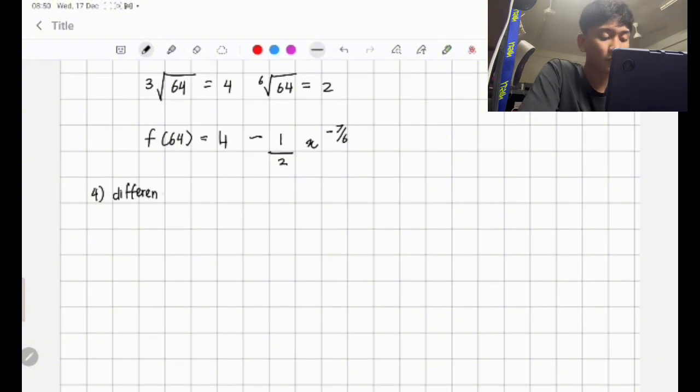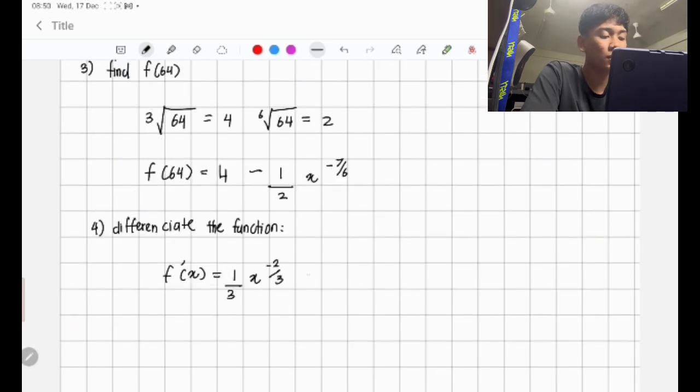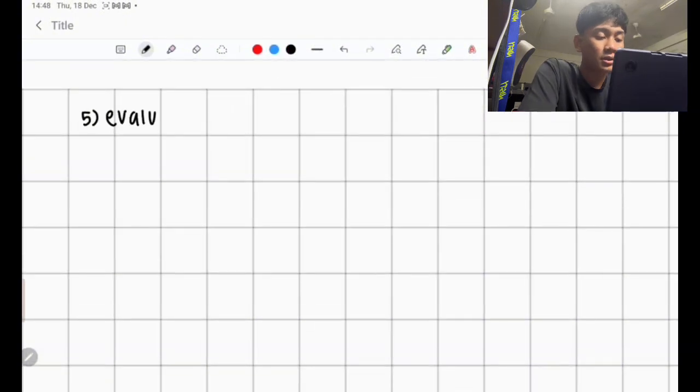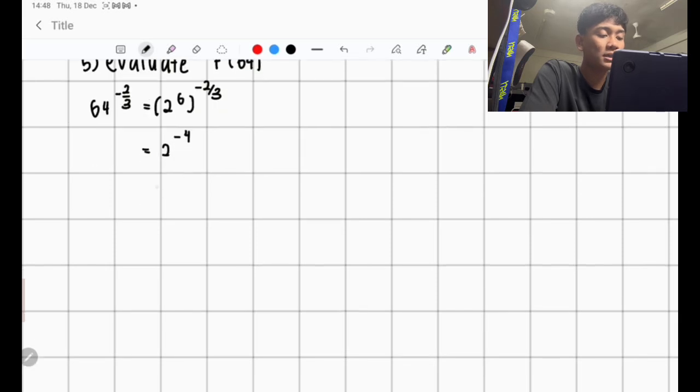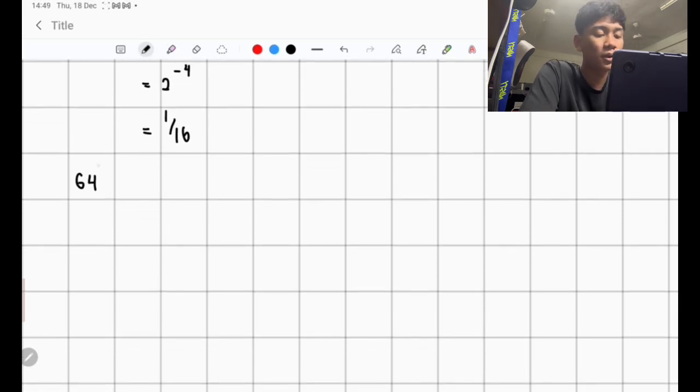After that, I differentiate the function. The derivative is f'(x) equals 1/3 x to the power of negative 2/3 plus 1/6 x to the power of negative 7/6. Next, I substitute x equals 64 into the derivative. This gives f'(64) equals 17/768, which is approximately 0.022135.